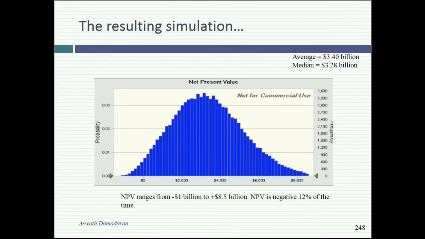I'll give you the bad news first. The median for this distribution across all of the simulations is about 3.3 billion. Why is that bad news? Because that's what I got in my base case. But I shouldn't be surprised. My expected values were matched up. But here's the new information you're getting.